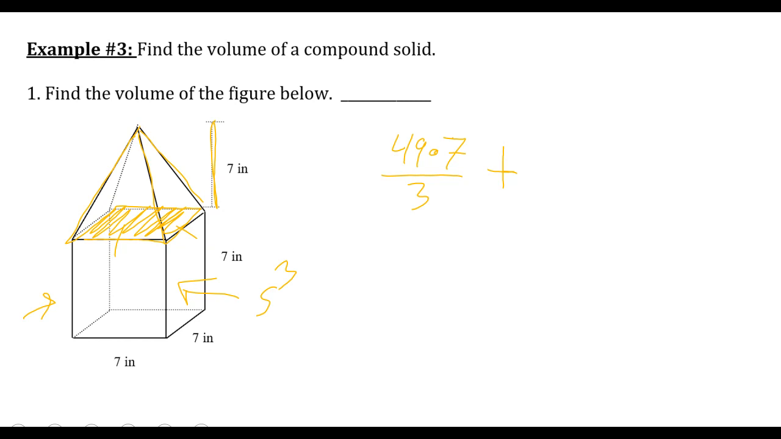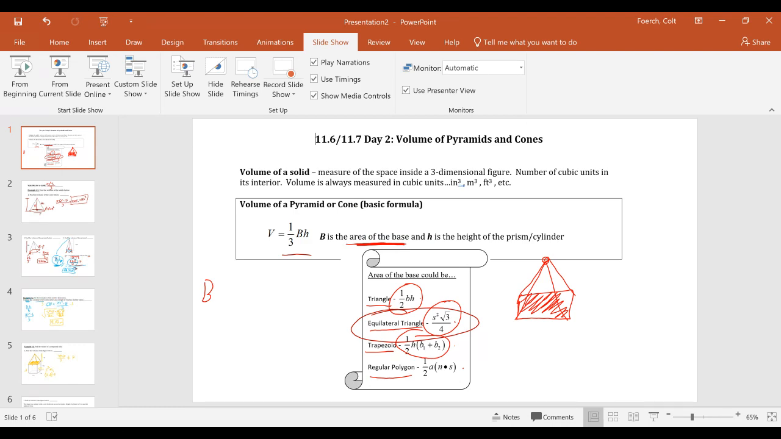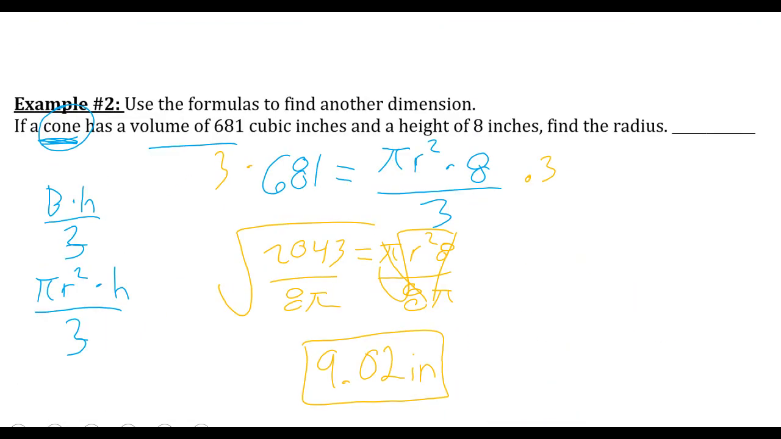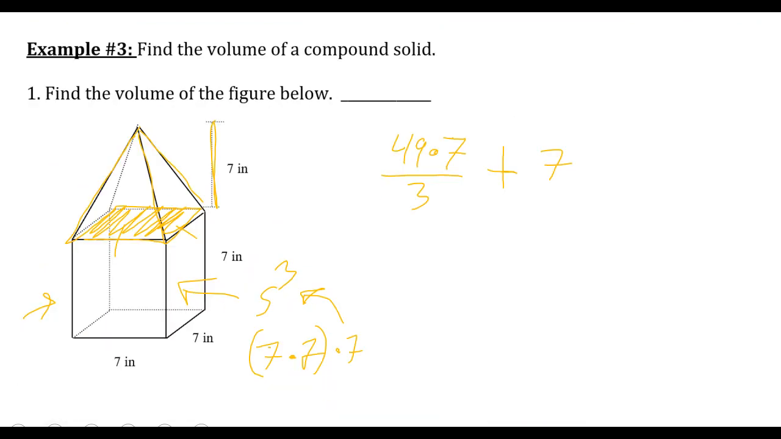Now, if you wanted to stay technical, you would do the base 7 times 7 times the height, which is, well, 7. Really, it's just s cubed. So 7 cubed. Oh no, hold on. Here we go. 7 cubed.